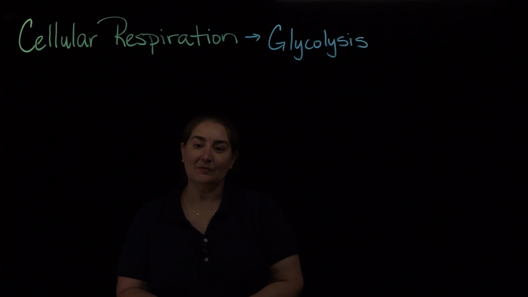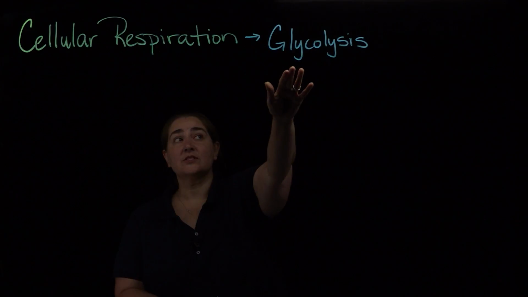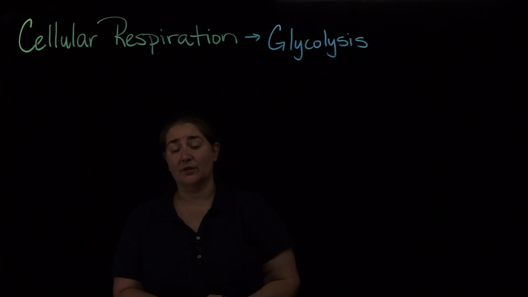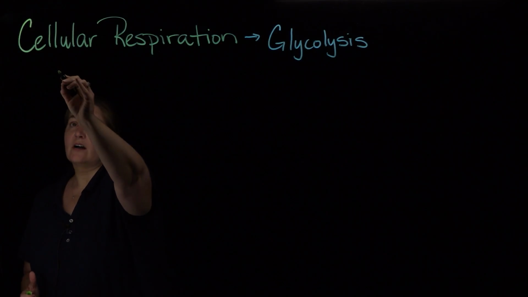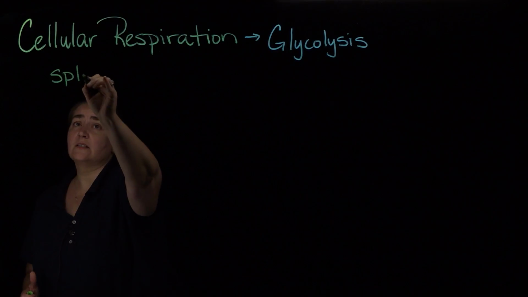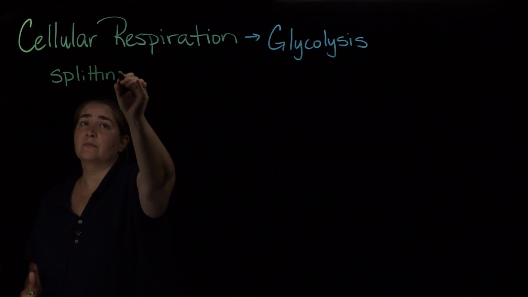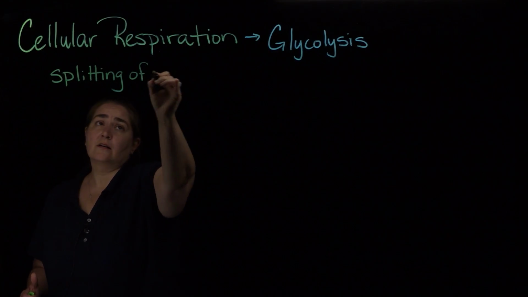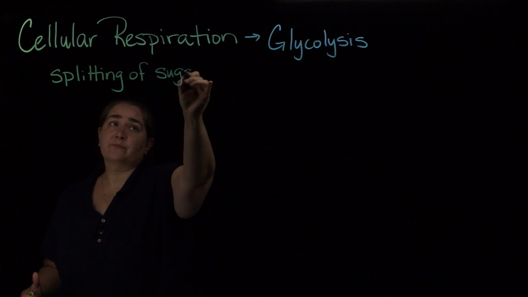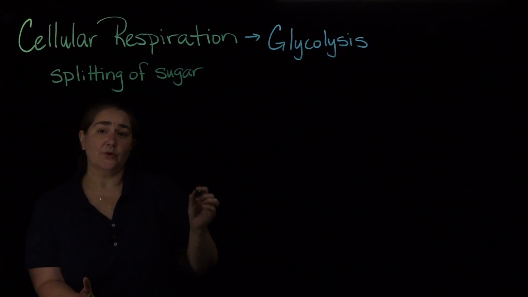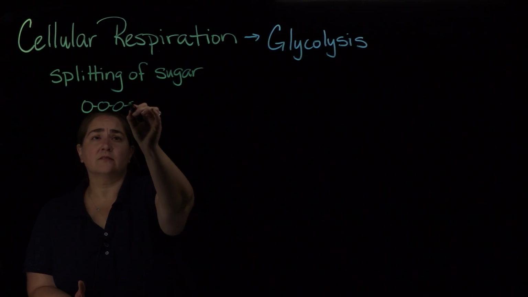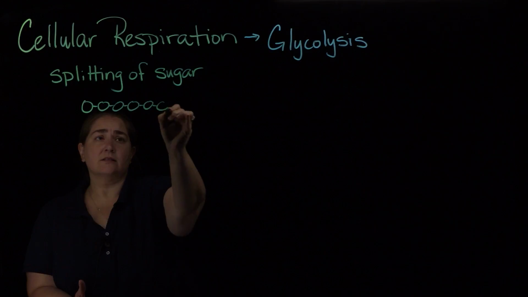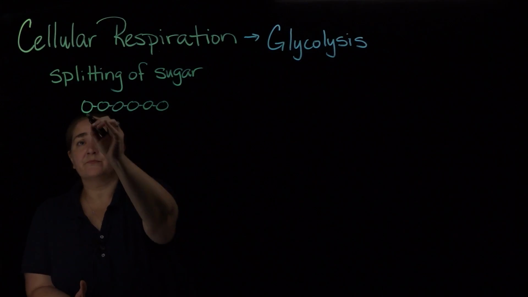Hello, and welcome back. We're going to discuss the first stage of cellular respiration, aerobic cellular respiration. We're going to go over the process of glycolysis. So essentially what glycolysis is, is the splitting of our sugar. And the way your book depicts this, it uses little balls to represent the carbons.